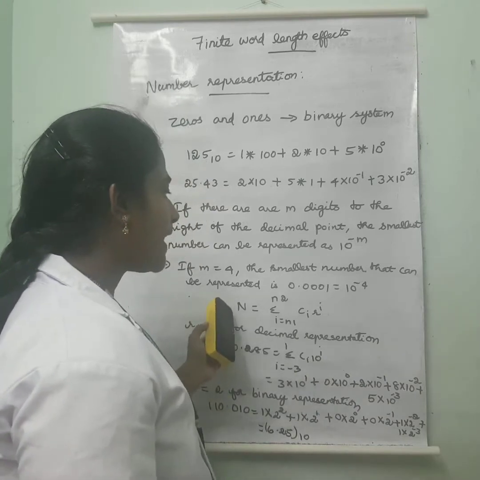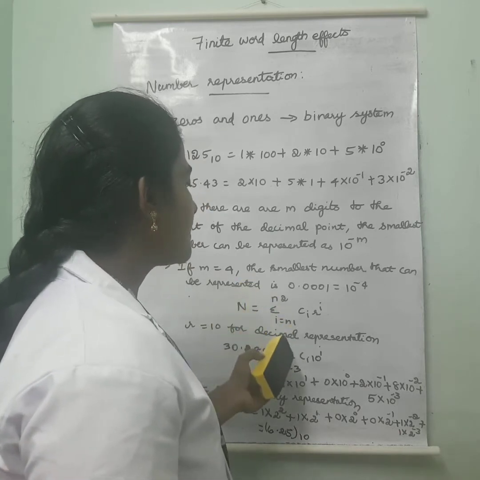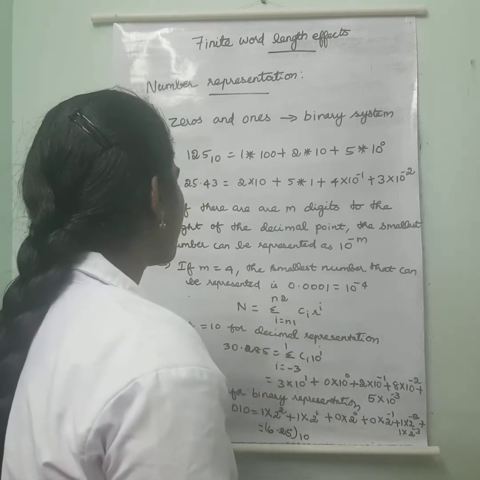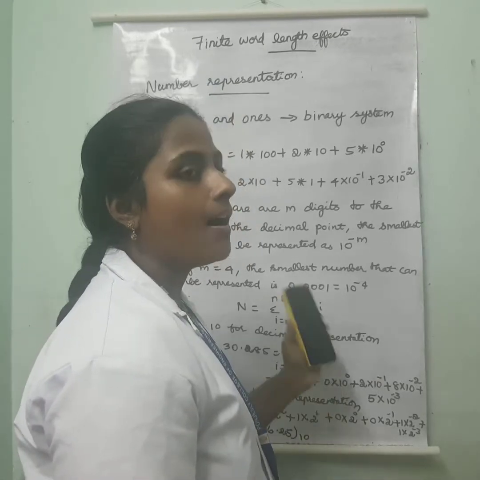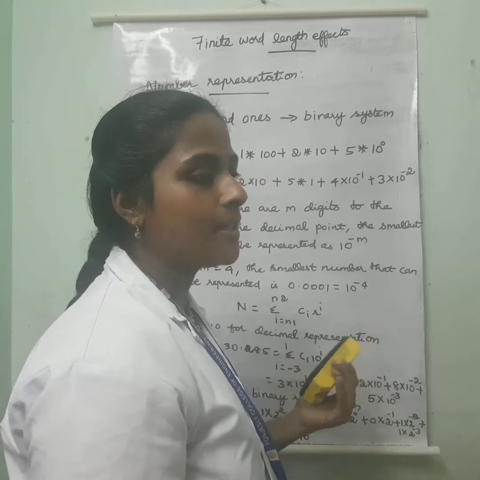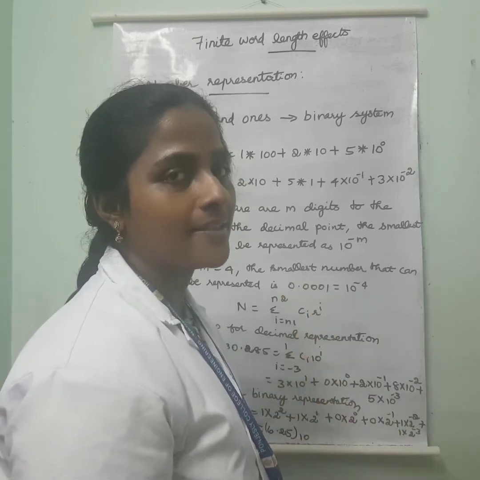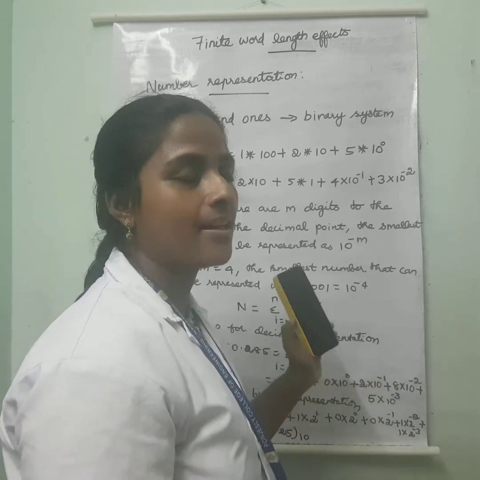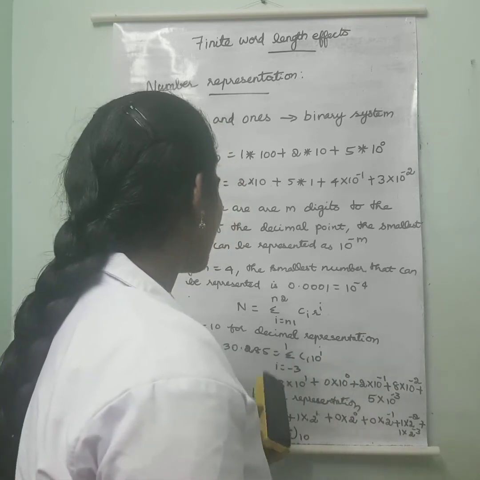Here we have one number representation formula, that is N is equal to summation i equal to n1 to n2 of ci into r power i, where when r is equal to 10 it is called decimal representation. If r is equal to 2, it is called binary representation. For decimal representation we write r is equal to 10, and for binary representation we write r is equal to 2.